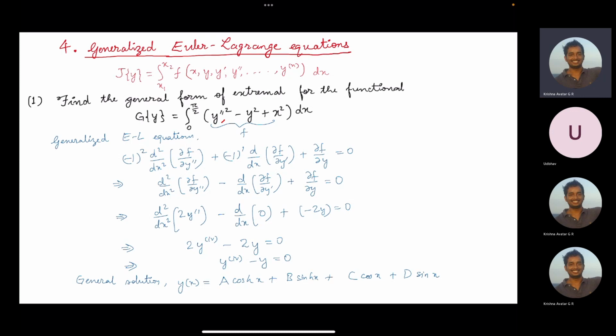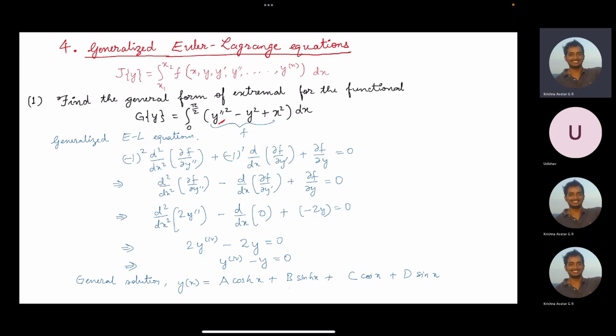So this leads us to 2 times the fourth derivative of y minus 2 times y is equal to 0. Again, we can just factor out 2, giving us the fourth derivative of y minus y is equal to 0. The general solution is y of x is equal to a cosine hyperbolic x plus b sine hyperbolic x plus c cosine x and so on. You very well recall this solution, right?